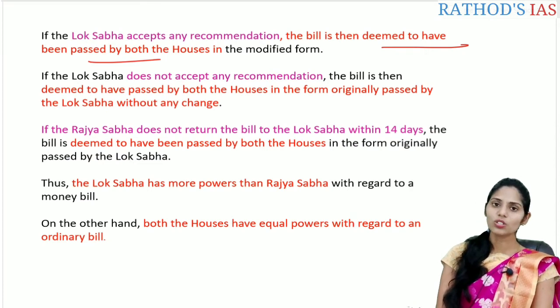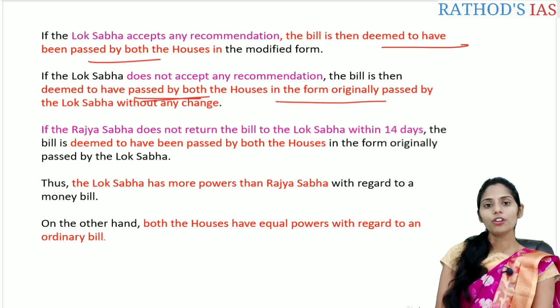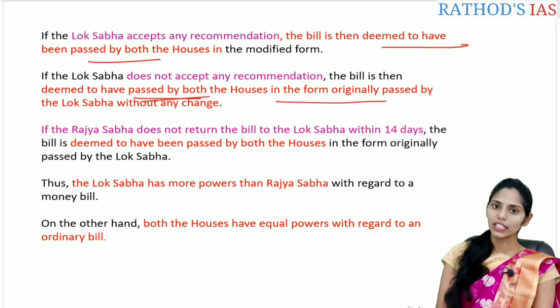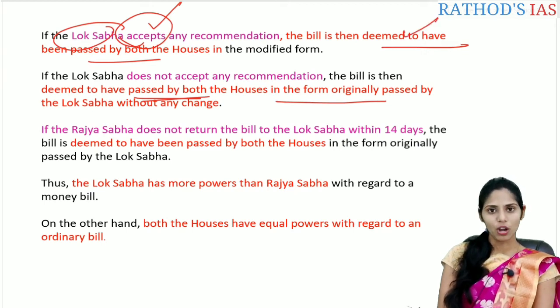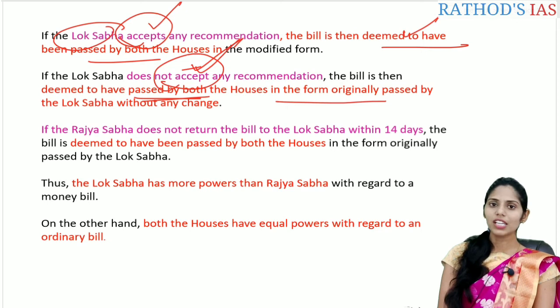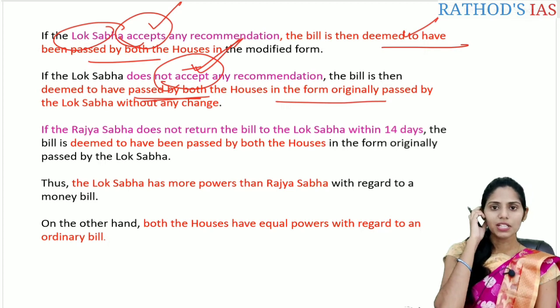And there is also another condition, where the Lok Sabha does not accept the recommendations which are given by the Rajya Sabha. Then the bill is deemed to have passed in both the houses in the form originally passed by the Lok Sabha without any change. That means if Lok Sabha accepts the recommendations, then the bill is deemed to be passed in a modified form. If those recommendations are not accepted by the Lok Sabha, then the bill is deemed to pass in both the houses in its original form. That means no additional modifications are done.